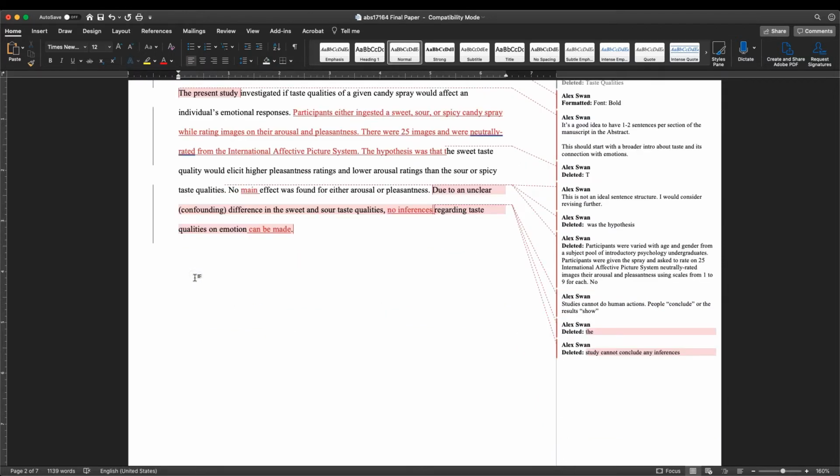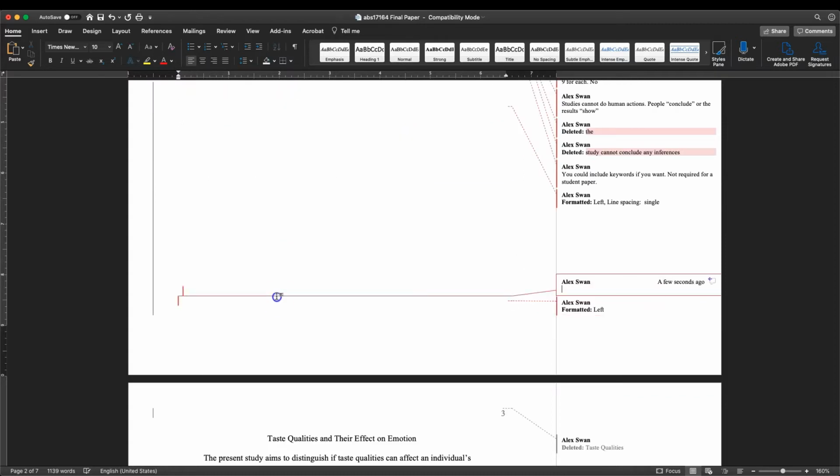The last thing I'll note about this is that you could add keywords if you want. Keywords are fine to add for a student paper, not necessary. The other thing that I want to add is make sure you're using page breaks. So between the title page, abstract, and the start of the body, you'll want to use page breaks.